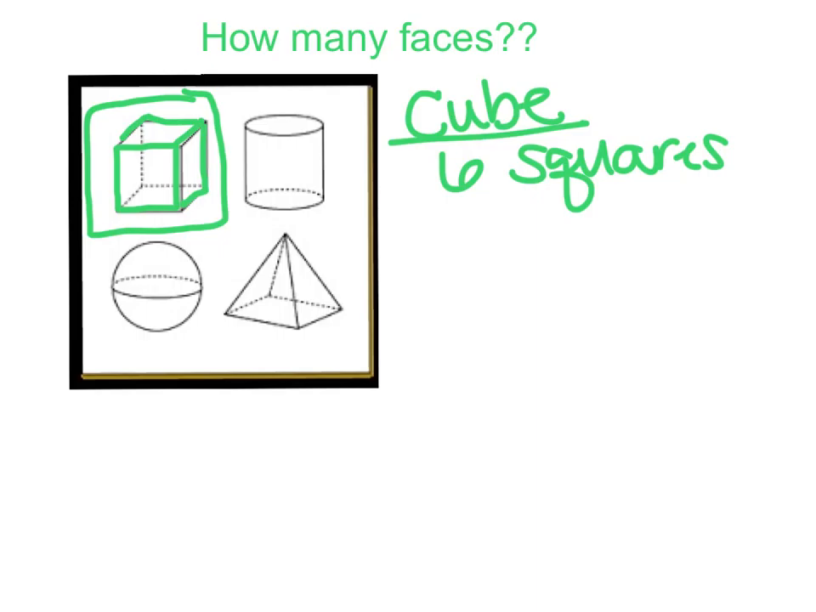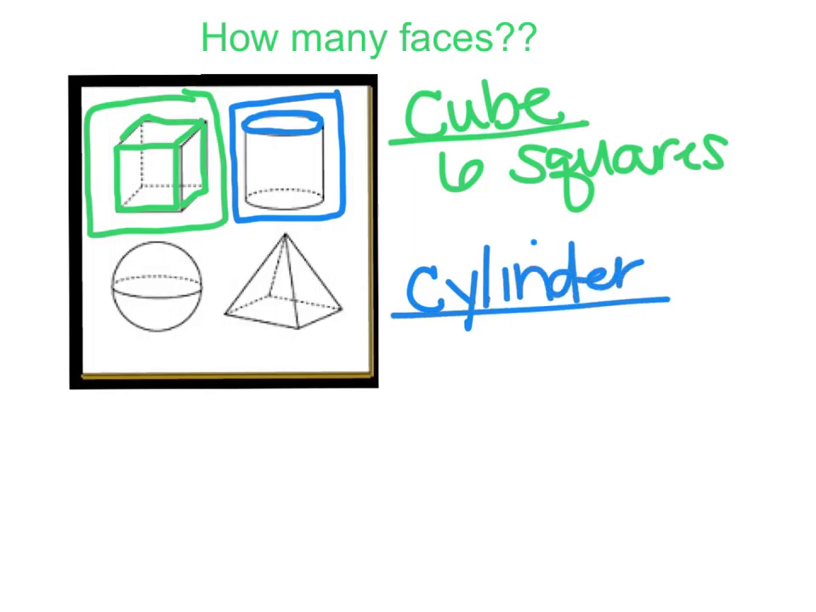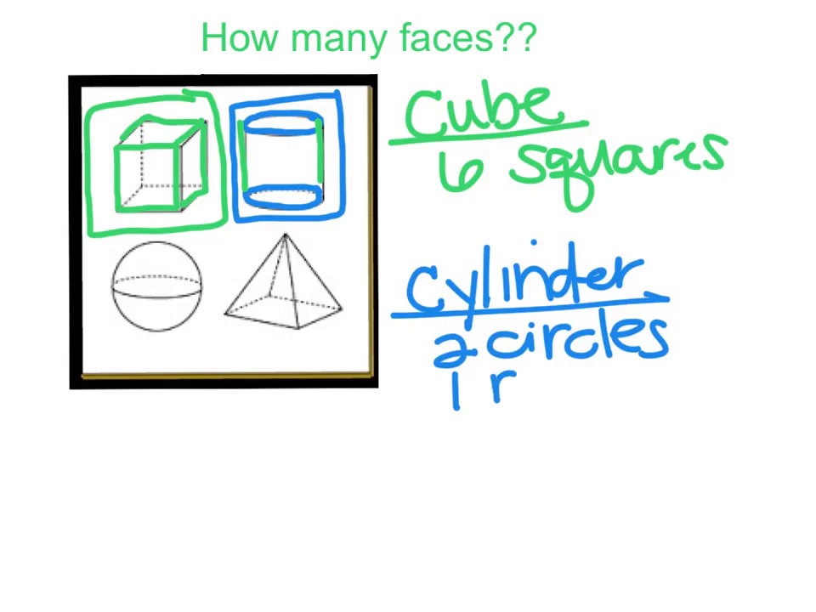The next figure that I am going to look at is a cylinder. If you look at the top, you can see that that top piece is a circle. And you can see that the bottom piece is exactly the same. So you would say that there are 2 circles in a cylinder. And then if you look at the lateral face, if you would cut that out and lay it straight, you would see that that is simply a rectangle. So a cylinder is made up of 2 circles and a rectangle.